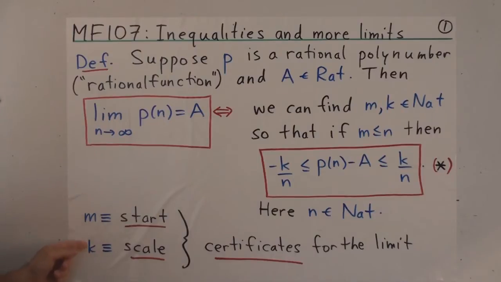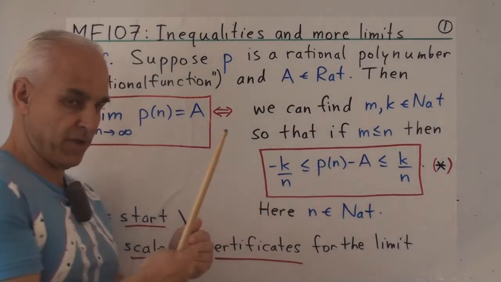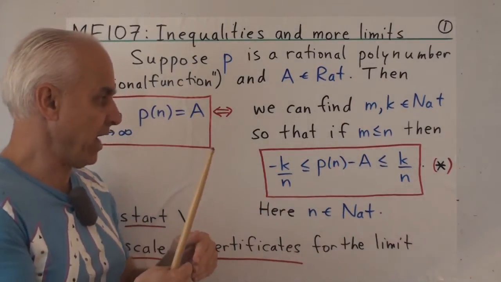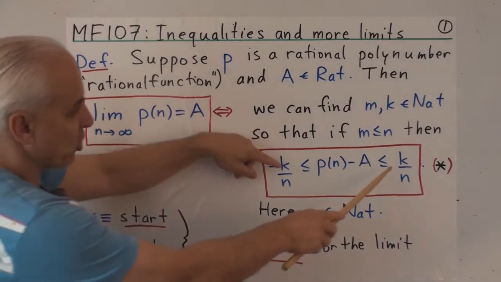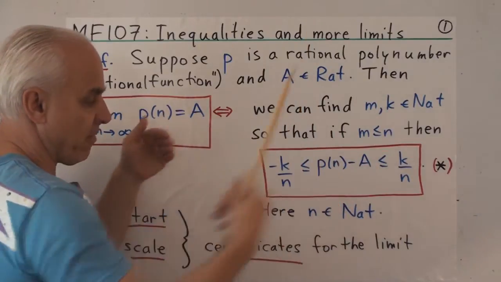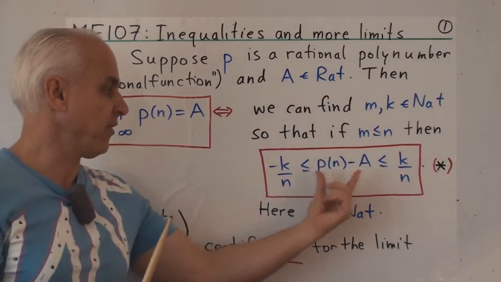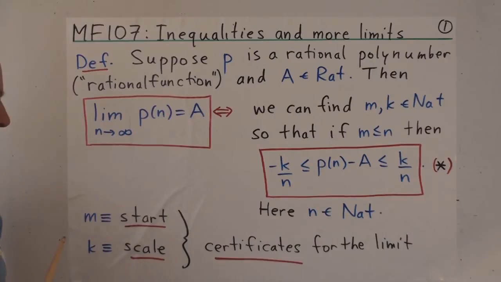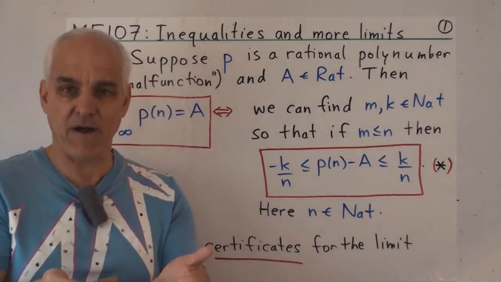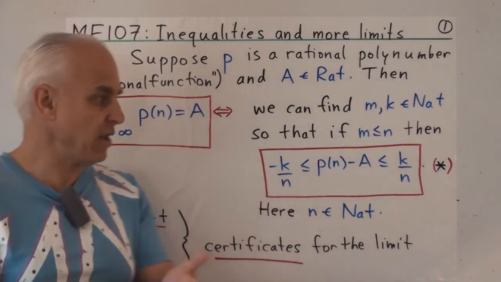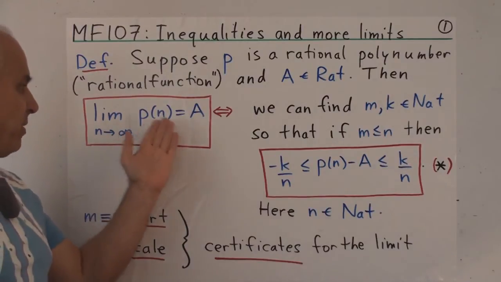So these numbers m and k, we refer to them as the start and the scale, because m is the start, so that's sort of the place where the inequality starts for all n starting from there. And k is the scale because it sort of determines what the scale of the bound on the difference should be. And these are certificates for the limit in the sense that they're documents that we can present that verify, that substantiate the claim that the limit of P of n is equal to A.